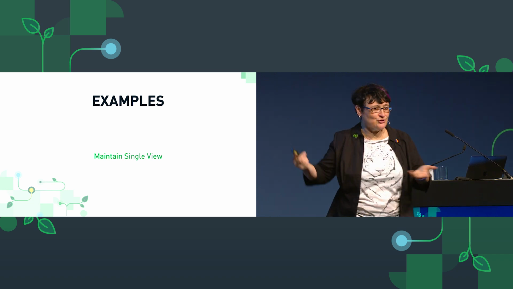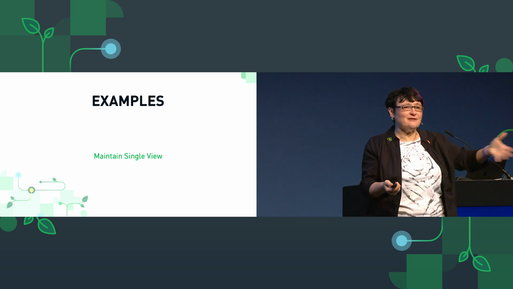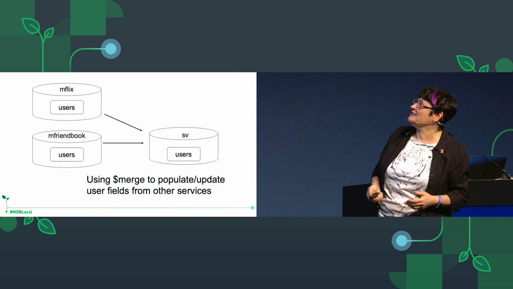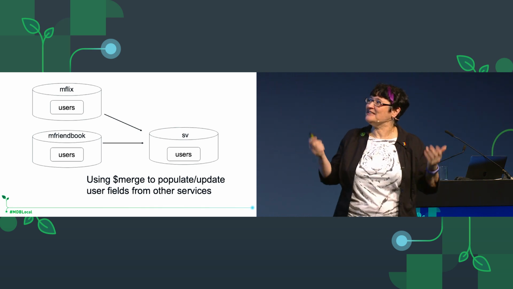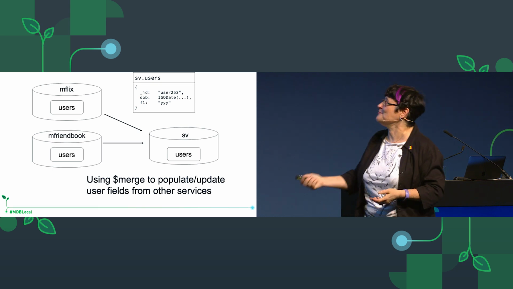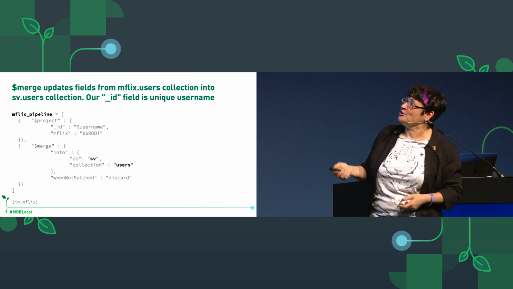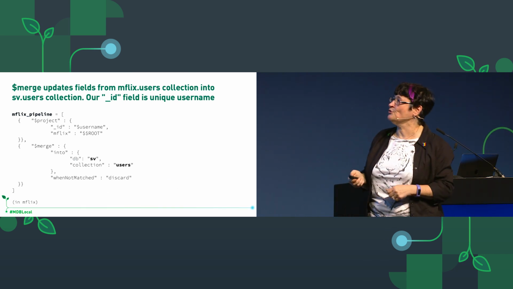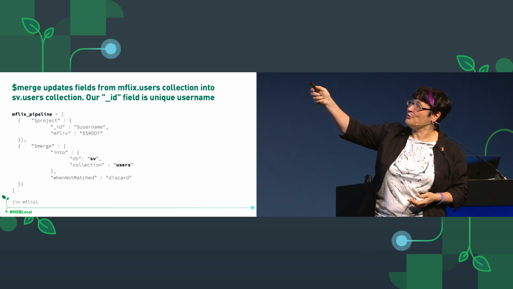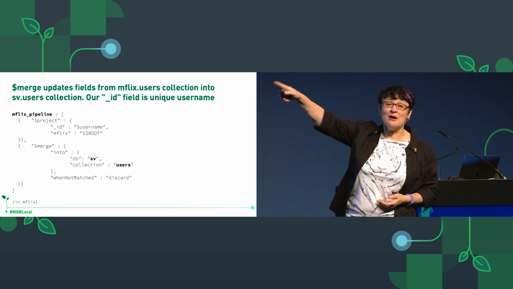You can also use it to do something like maintain a single view, right? You have your users, and then you're pulling data from other places. Let's say, hypothetical example, some service called mflix and another database called mfriendbook. I have no idea where those names came from. And you have your single view users. You might do some kind of projection to rename fields to whatever you want, and now merge into single view database collection users.